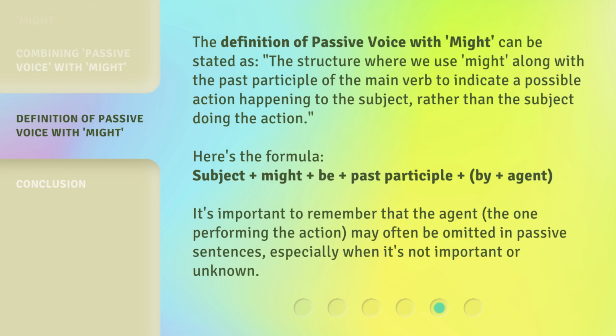The definition of passive voice with might can be stated as the structure where we use might along with the past participle of the main verb to indicate a possible action happening to the subject, rather than the subject doing the action. Here's the formula: subject plus might plus be plus past participle plus by plus agent. It's important to remember that the agent, the one performing the action, may often be omitted in passive sentences, especially when it's not important or unknown.